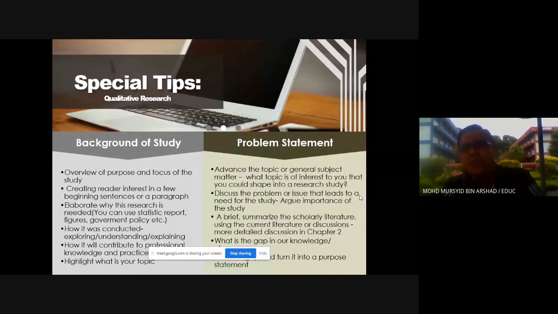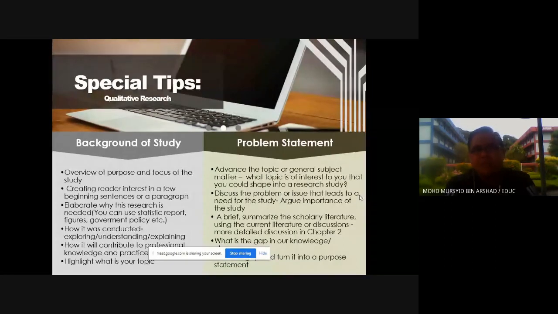So the major question students asked me is how long I need to write the background of study. And of course, I am really sure that the background of study will have more pages compared to the problem statement. All right. So how long does it work?